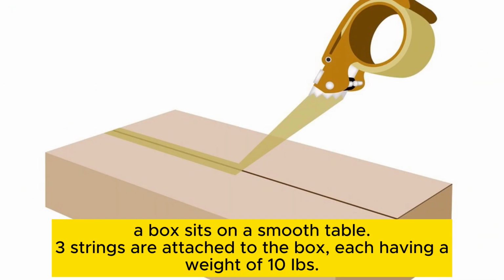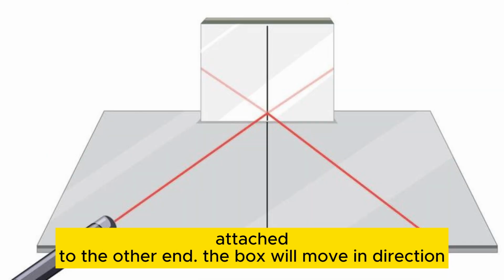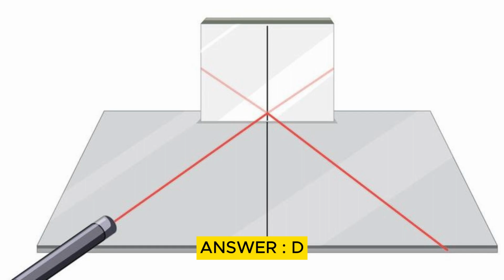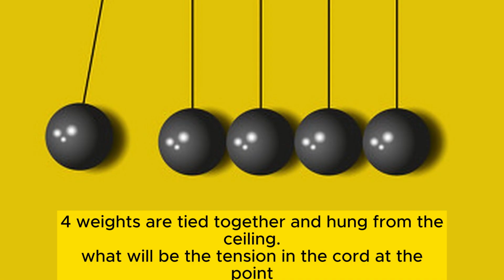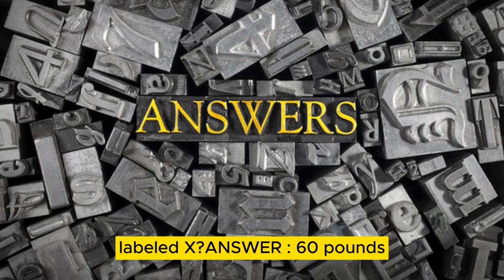A box sits on a smooth table. 3 strings are attached to the box, each having a weight of 10 lbs attached to the other end. The box will move in direction. Answer, D. 4 weights are tied together and hung from the ceiling. What will be the tension in the cord at the point labeled? Answer, 60 pounds.